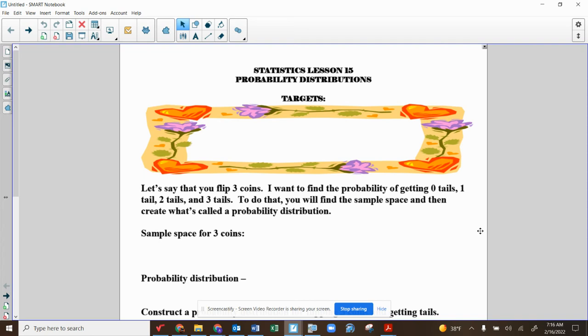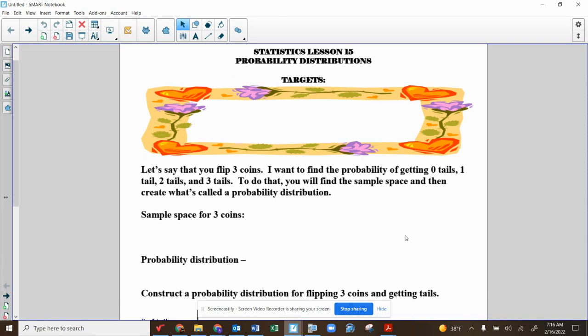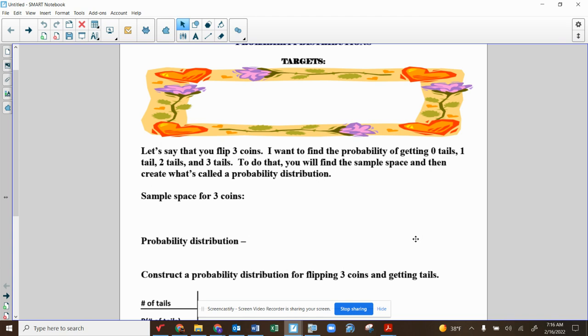Right, today we're going to do Unit 4, Lesson 15, which is on probability distributions. So what we're going to be doing here is setting up some tables so that we can figure out what the probability of getting particular things are. So the first thing that we're going to do is what's called sample space. So you need to know how many times something occurs.